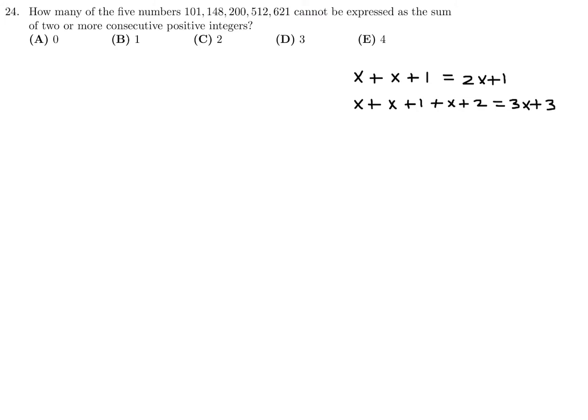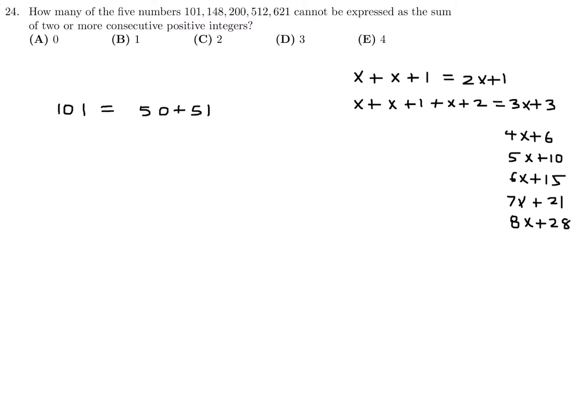And similarly, you can get 4x plus 6, 5x plus 10, and it just keeps on going. 6x plus 15, as far as you want to go. 7x plus 21, 8x plus 28, and so on and so forth. So let's see. Let's try this one at a time. 101, well, that's pretty straightforward. I think I can get that just by inspection. That's 50 plus 51. So this one definitely can be.